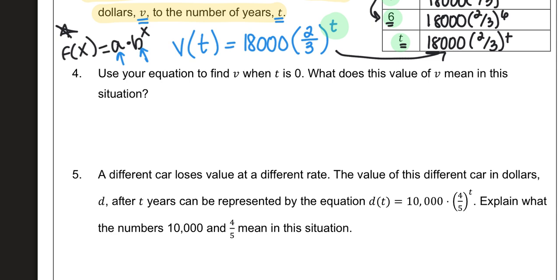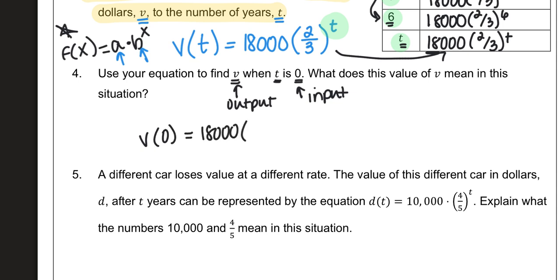For number 4, we want to use our equation to find v when t is 0. So we are looking for the output when the input is 0, okay? So we have V of 0 equals 18,000 times 2/3 to the 0, and that just gives us 18,000, okay?